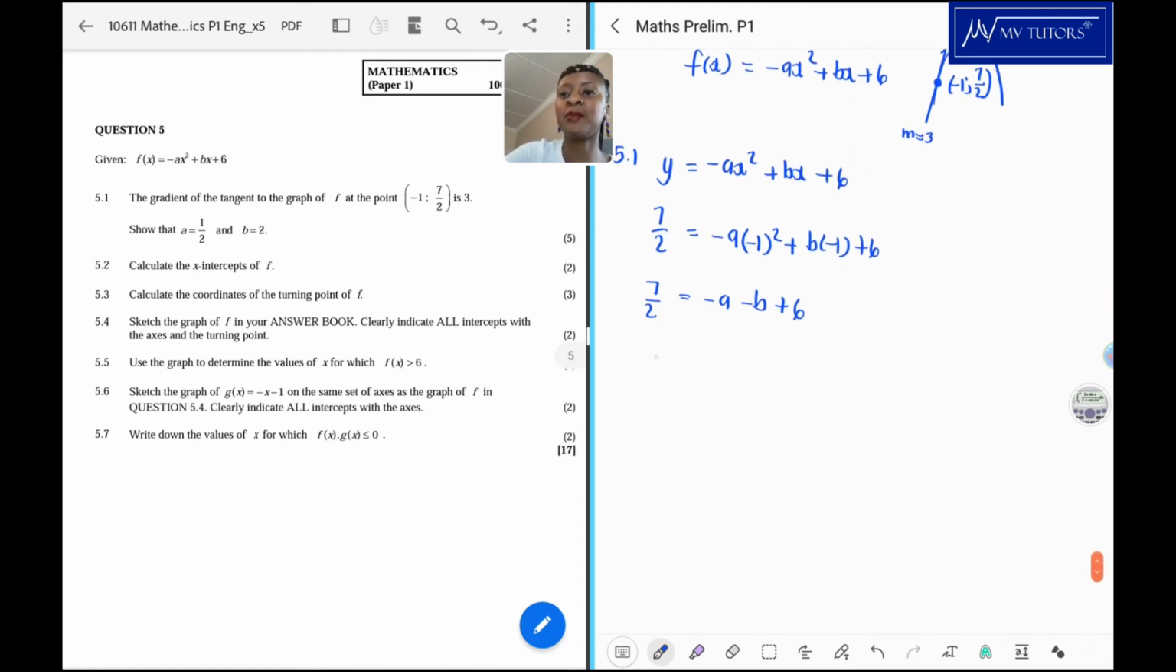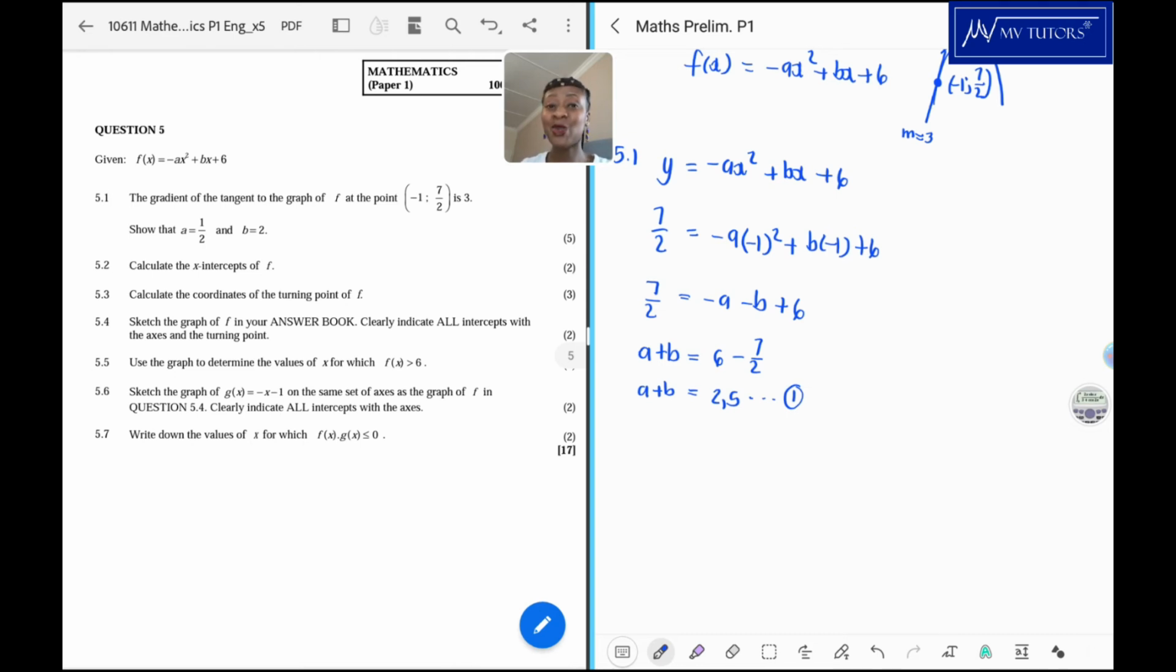Okay, so I'm going to take a and b to the other side. A plus b is equal to 6 minus 7 over 2. Let me simplify it. 7 over 2 is 3.5, so 6 minus 3.5 is actually 2.5. So I have my first equation. Because I have two unknowns, I need to have two equations.